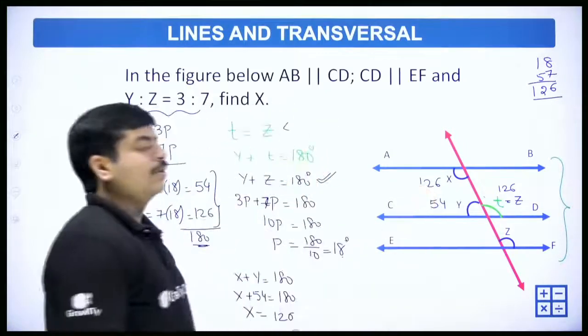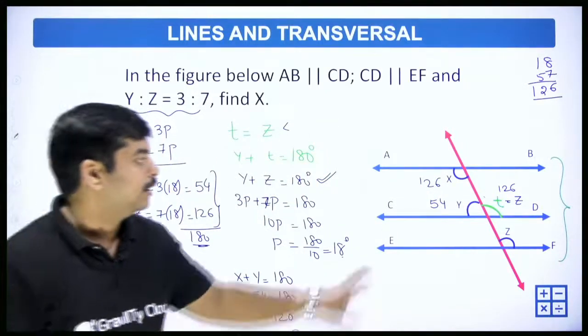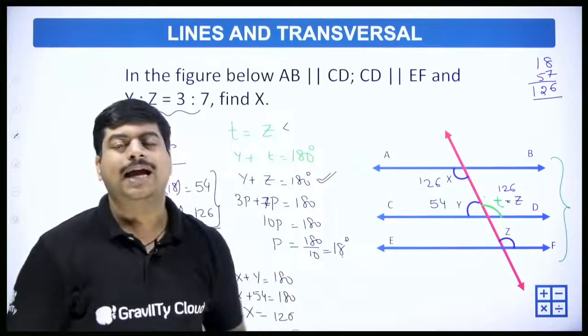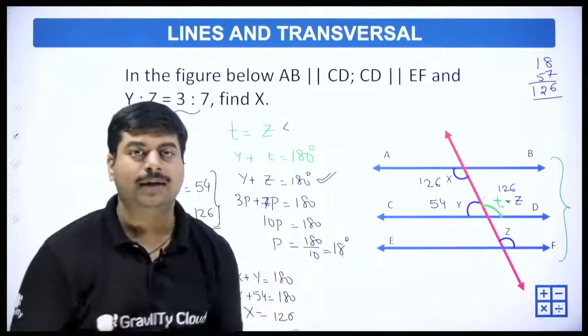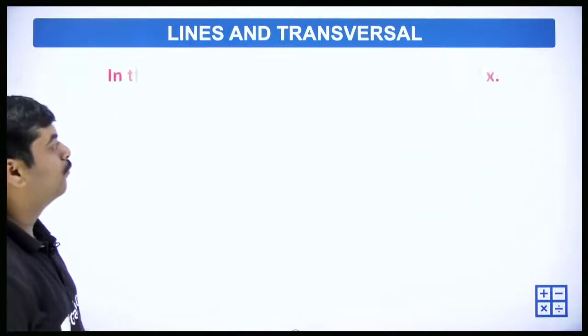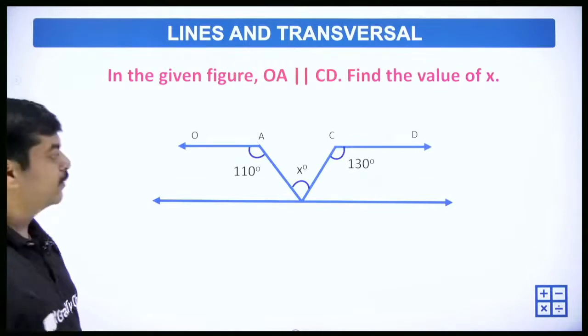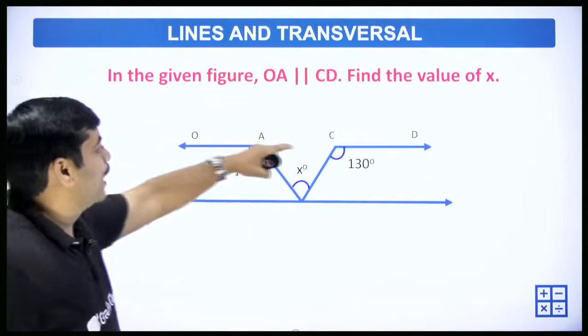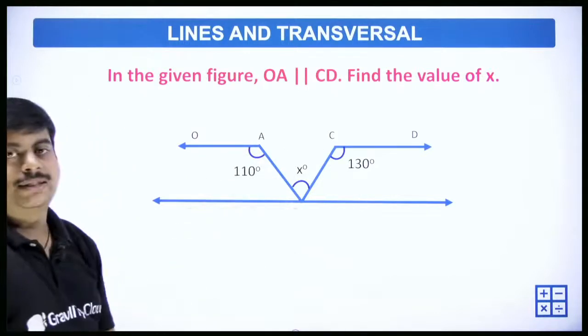So that is how you can try to find the relation between all these angles. I'll give you one more question behind this one, same concept, so that you can try. But you need to understand which is the transversal for what, which is a very interesting question. I want you to try this one. In the given figure, OA is parallel to CD. Find the value of X.